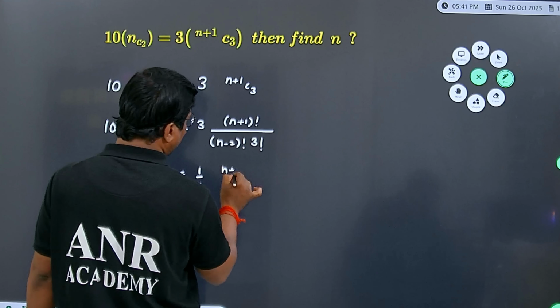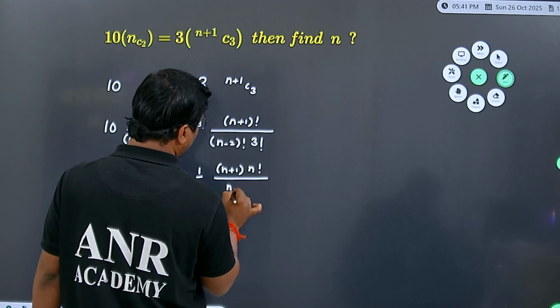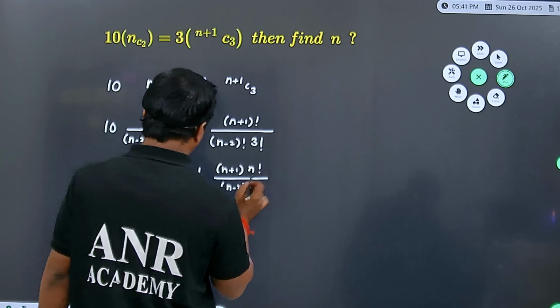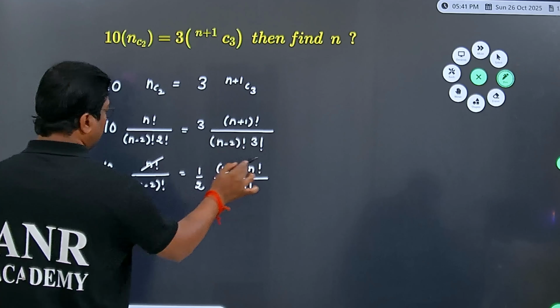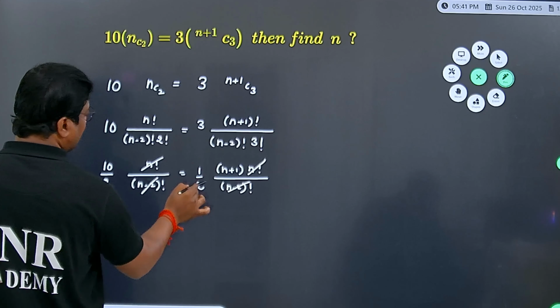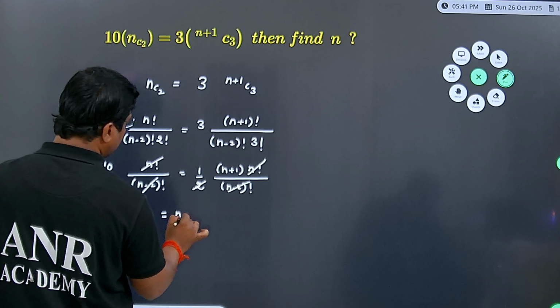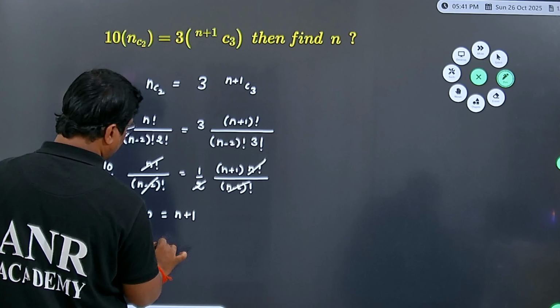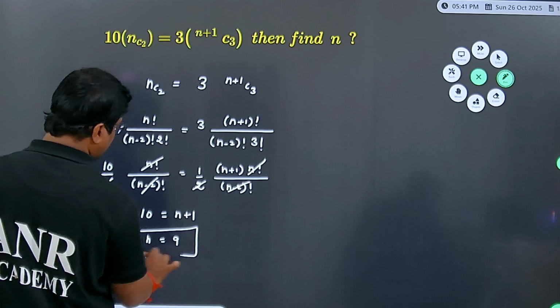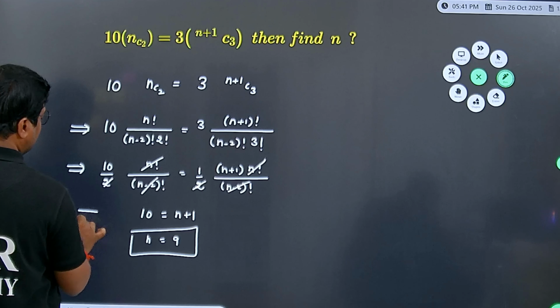n plus 1 factorial written as n plus 1 of n factorial divided by n minus 2 factorial. n factorial, n minus 2 factorial gets cancelled and 2 also gets cancelled. 10 is n plus 1 implies the value of n equal to 9. This is your answer. Let us move to the next question.